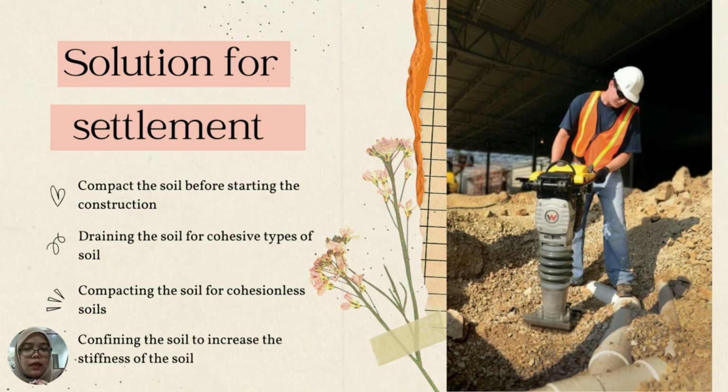First, compact the soil before starting the construction. Drain the soil for cohesive type of soil. Compact the soil for cohesionless soil, and confine the soil to increase the stiffness of the soil.